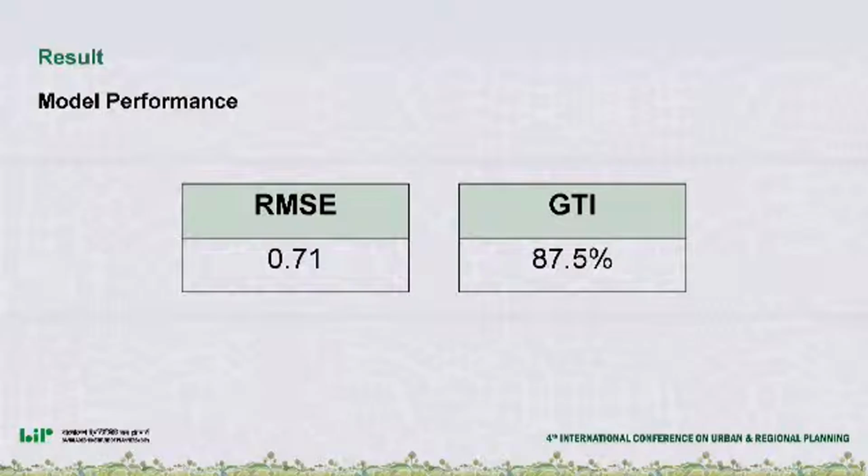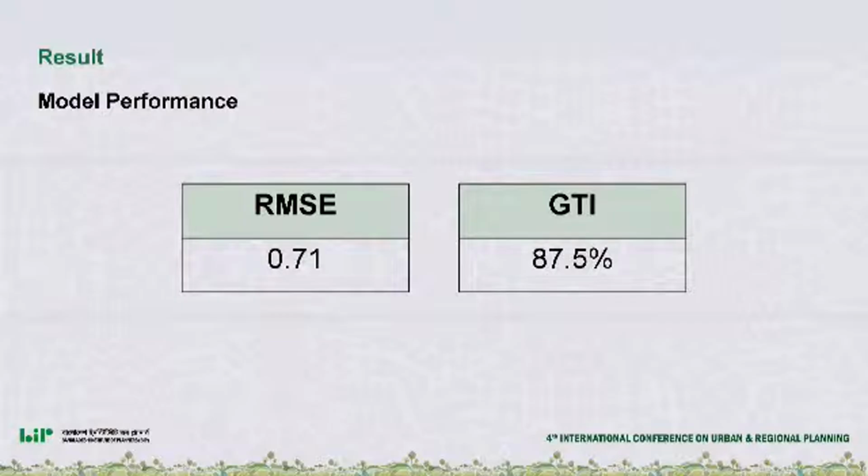So to check the model performance, we use two metrics, root mean square error RMSE and ground truth index, GTI. Here we found in our analysis RMSE is 0.71. It indicates the average deviations between a predicted class and actual class in training and testing data. So an RMSE value less than 1 indicates a good performance in classification analysis. Here 0.71 indicates a strong performance and a relatively low classification error.